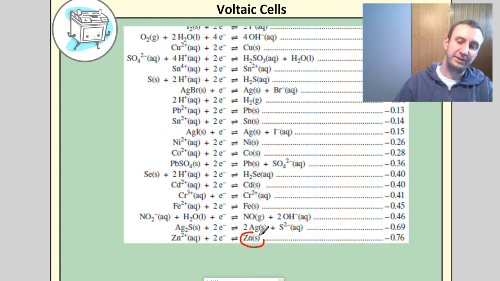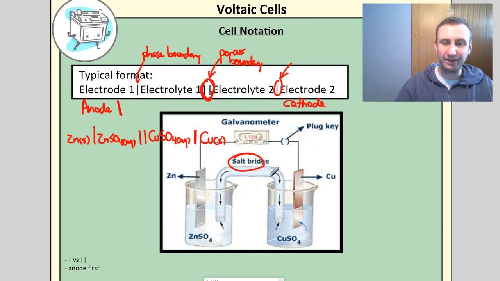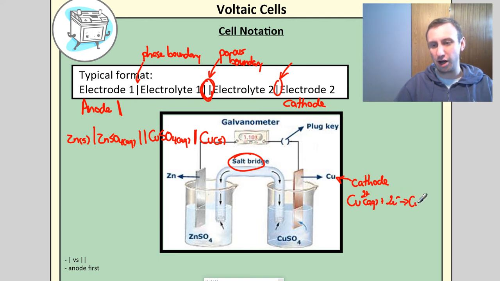Well, zinc down here is my strongest reducing agent, and then copper 2 is my strongest oxidizing agent. So this is the reduction half reaction, so that will happen at my cathode. So if I go back, this right here is my cathode, because that's where reduction is taking place. So at this, I have copper 2 positive aqueous plus 2 electrons making copper. That is what is happening at the cathode.